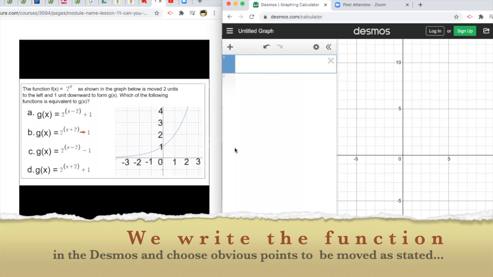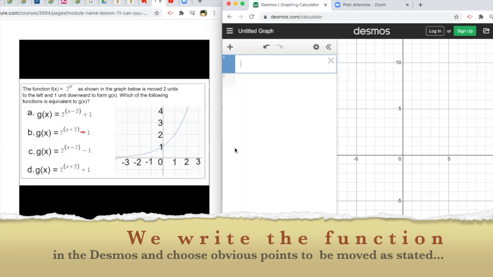Alright, so in this question we are given a function, and this movement of the function is in two directions. One is it moves 2 units to the left, that is the first direction, and then the next is it moves 1 unit downward.